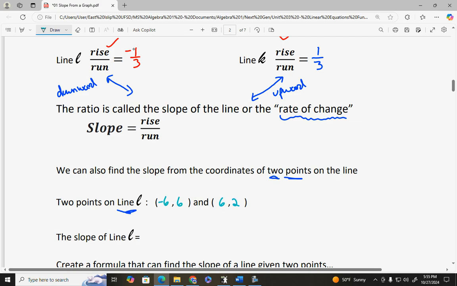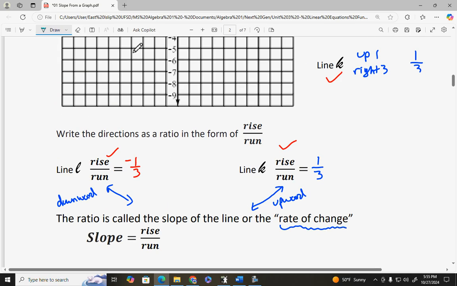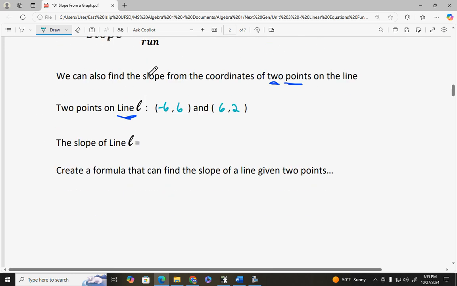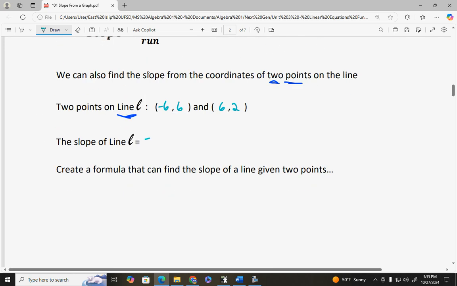-6, 6, and 6, 2. So remember, the slope of the line really was -1/3. How can these 2 points help us find the slope? If I didn't graph it, I'm on purpose not showing the graph. Remember that we're making a staircase, right? When we moved up or down, we followed the y's. And when we moved right to left, we followed the x's.